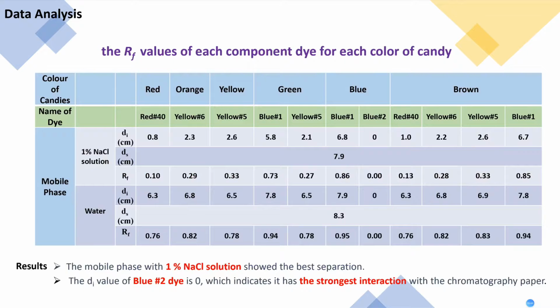The table shows the calculated RF values. According to these RF values, some conclusions can be drawn. For example, compared with water, the sodium chloride solution showed a better separation. In addition, the RF value of blue number 2 dye is 0, indicating that it has the strongest interaction with the chromatography paper.